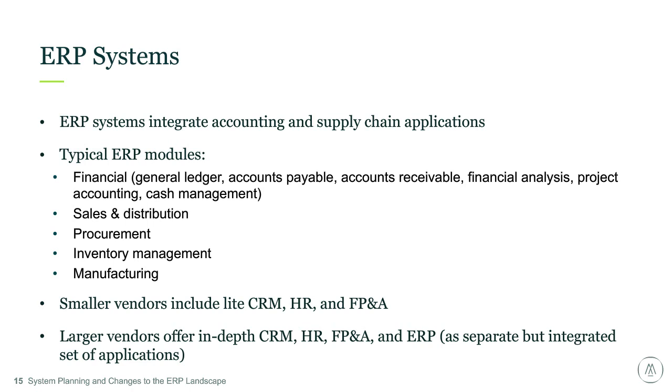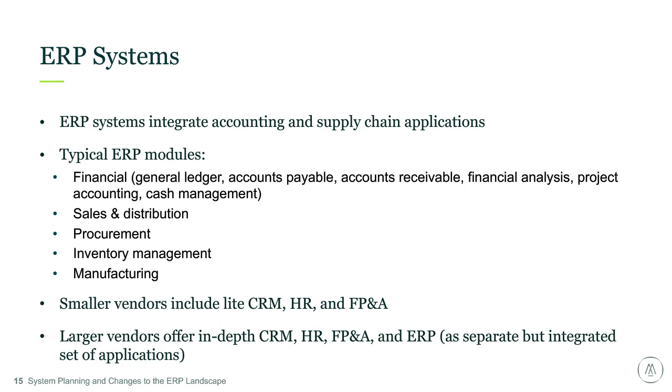So for example, we see core financial module, which would be your general ledger, accounts payable, accounts receivable, bank management, fixed asset management, and project accounting. They do come with supply chain modules, which would include your sales and distribution, procurement, and inventory management. Pretty much most established ERP systems do support these modules.